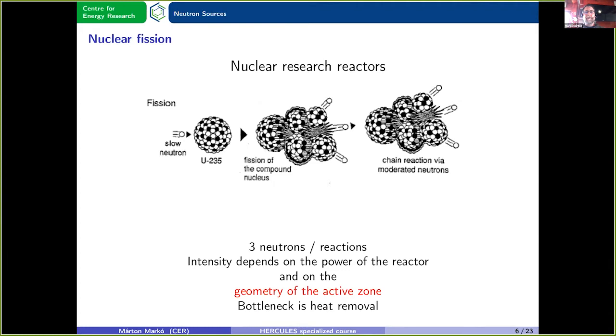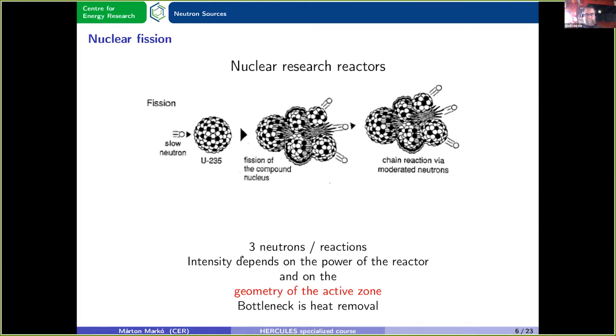Nuclear fission uses mostly uranium, sometimes plutonium. When slow neutrons arrive at uranium-235 and fission happens, the nucleus becomes two or three smaller ones, and emits on average 3 neutrons. From these 3 neutrons, one will be used for another fission, and the other 2 can be used for other purposes, for example, neutron scattering.